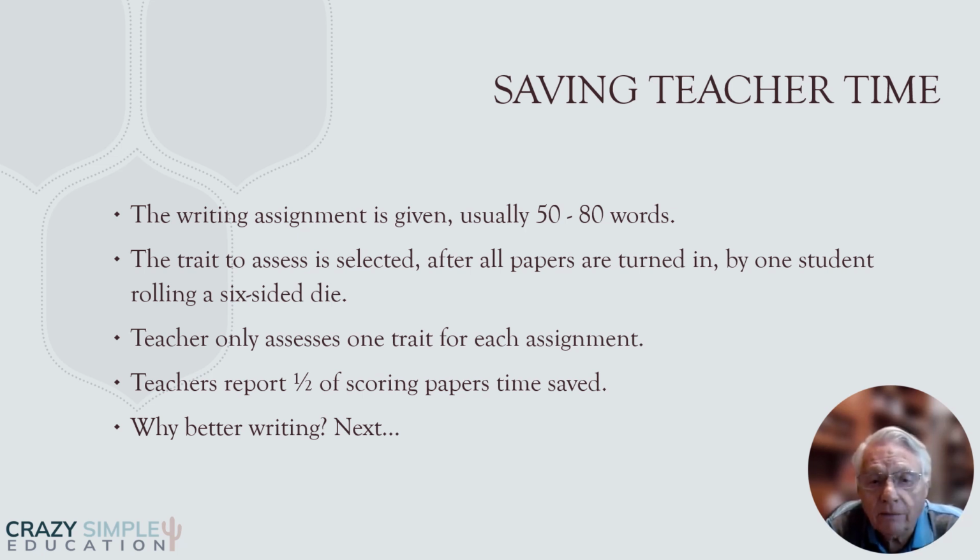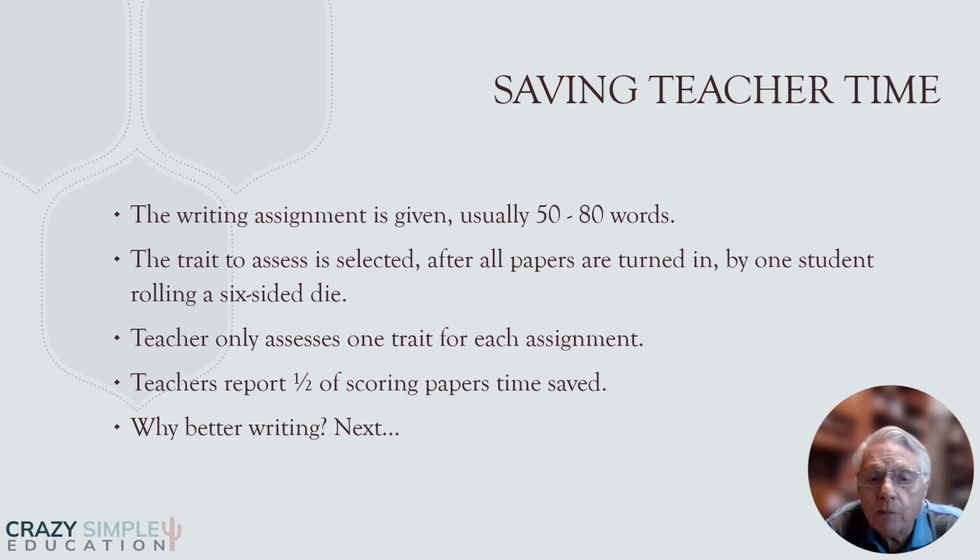The students write. A student comes to the front of the room with a 6-sided die, rolls it against the wall someplace, bounces back. The kids all are gathered around to look at it. And whatever number comes up on the die, that is the only trait that the teacher scores on that assignment. It's the only one.